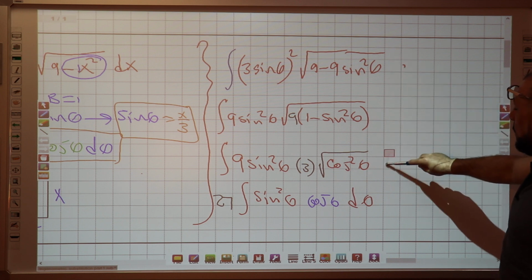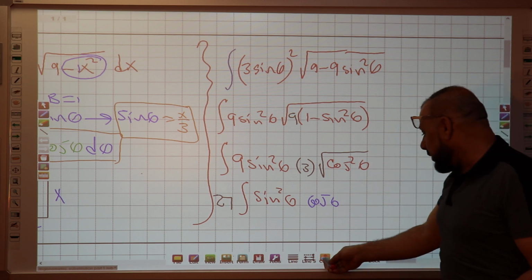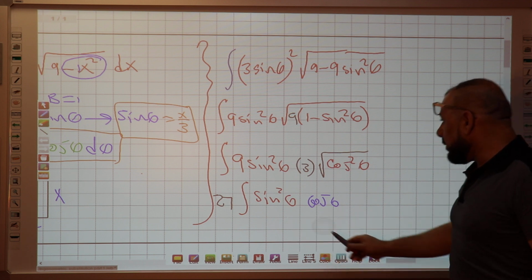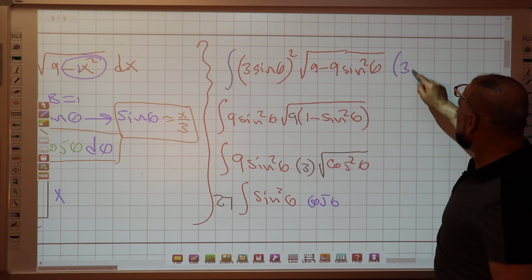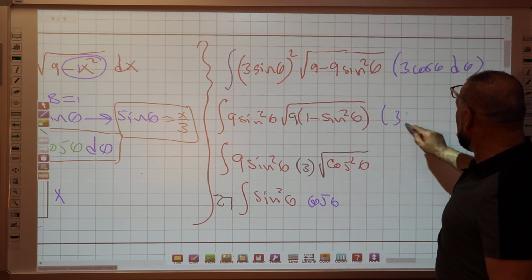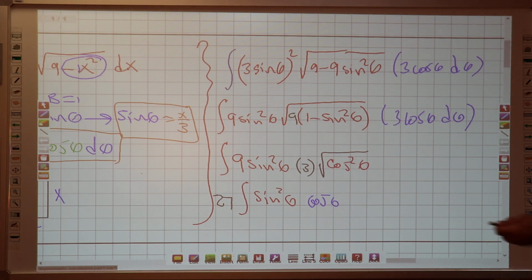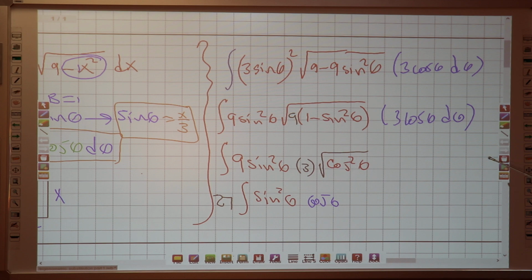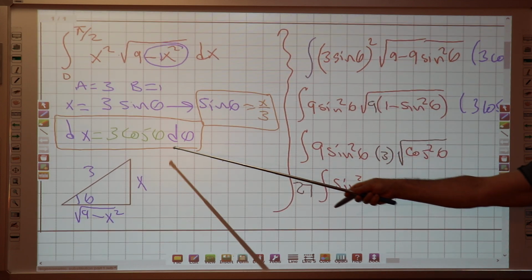Because dx equals what? 3 cosine theta d theta. Yes, dx. You see, when we are organized, dx equals what? 3 cosine theta d theta, right? Then dx, that's what we forgot to put, the dx. The dx equals 3 cosine theta d theta, right?